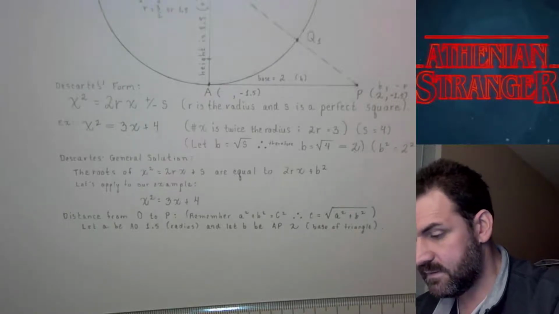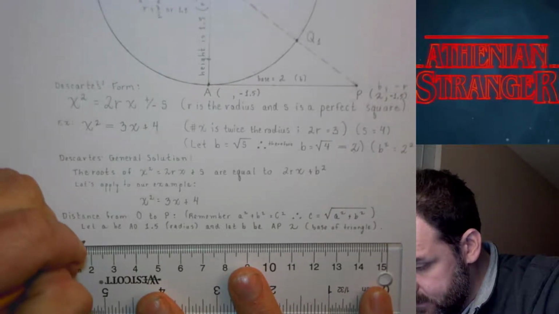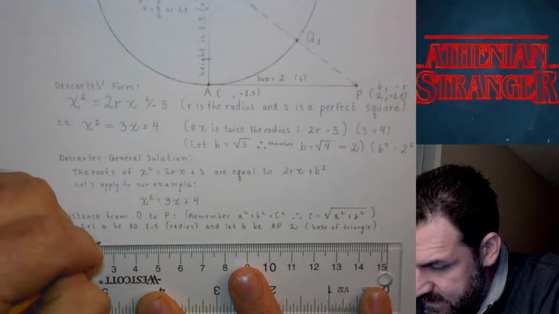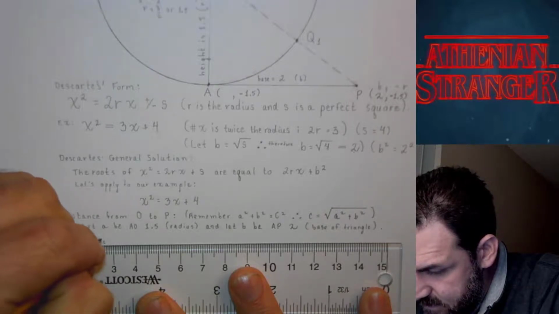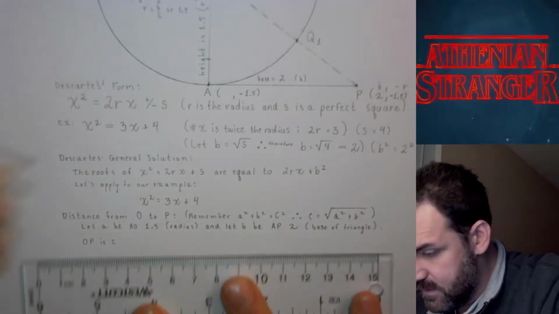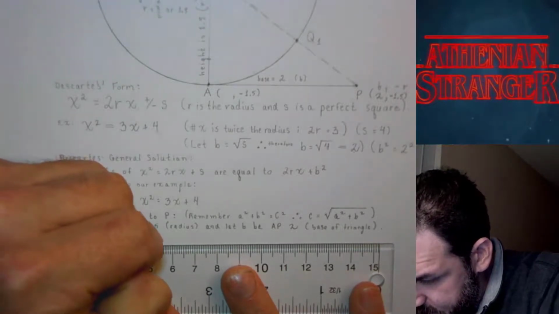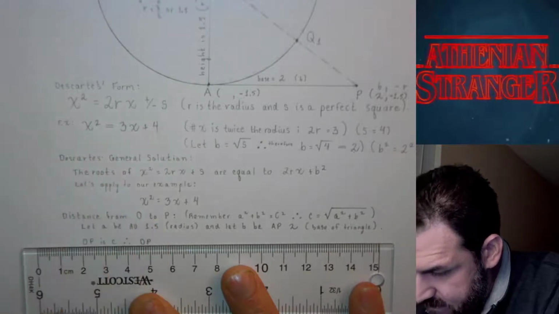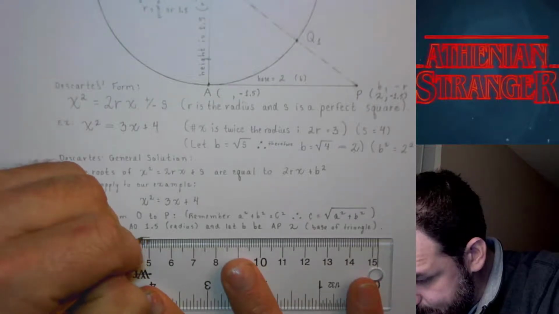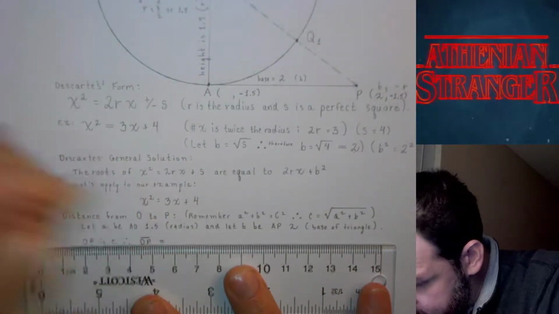So let's plug it in and figure it out. So the distance OP is C, right, in our thing. Therefore, the distance from O to P, okay, this segment here, is equal to the square root.